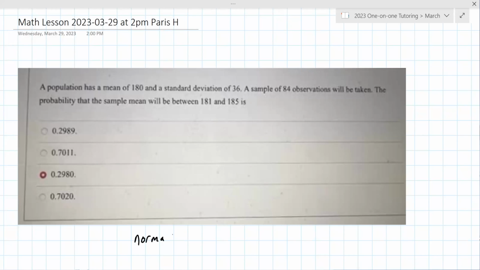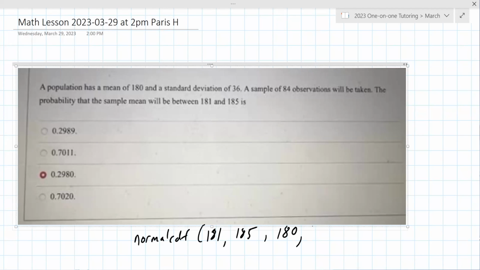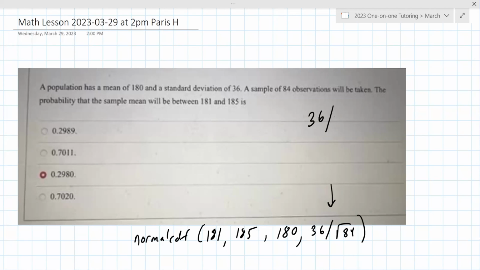And I'll show you on the calculator here. Normal CDF, lower, upper, your mean is 180, and then you can enter it this way. Standard deviation 36 divided by the square root of 84. Now, I think that was the issue, so you can always pre-calculate that. Okay. You just want to make sure you round to sufficient decimal places. Like you don't need to go out to 9, but you ought to go out to like 4 maybe.